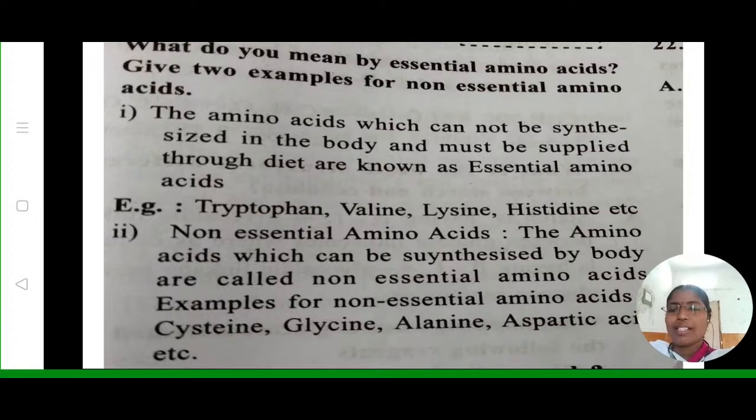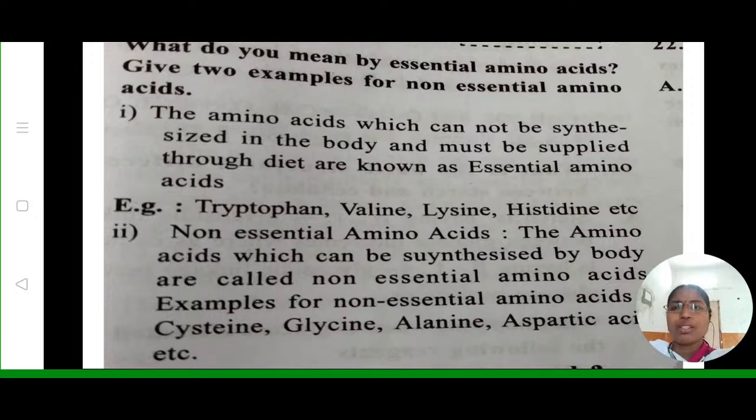The amino acids which can be synthesized by the body are called non-essential amino acids. Again, non-essential amino acids are those which can be synthesized by the body. Examples for non-essential amino acids are cysteine, glycine, alanine, aspartic acid, etc. These are the examples of non-essential amino acids.